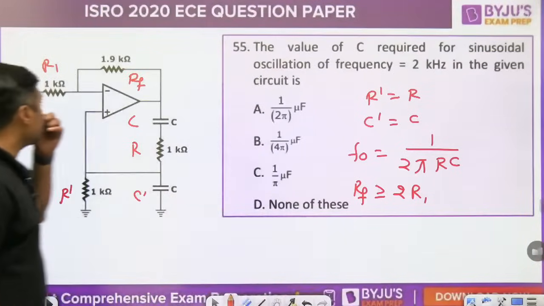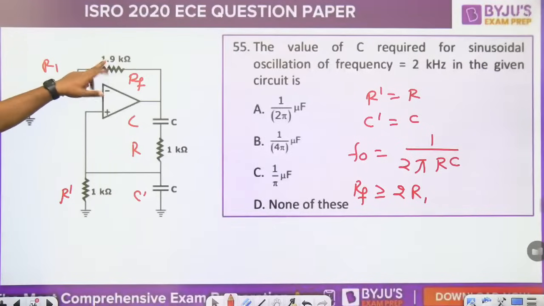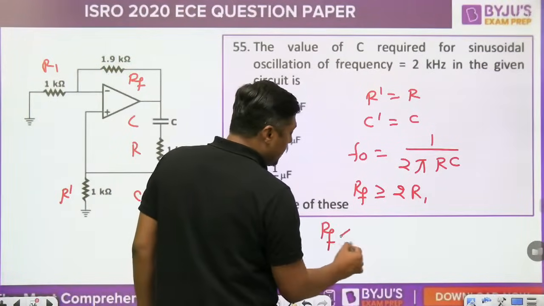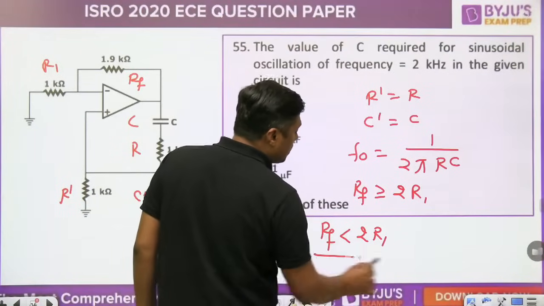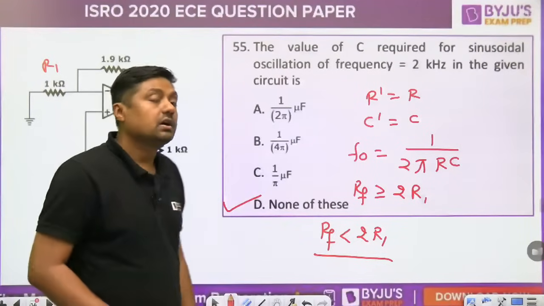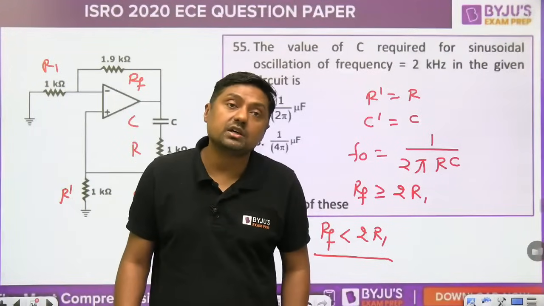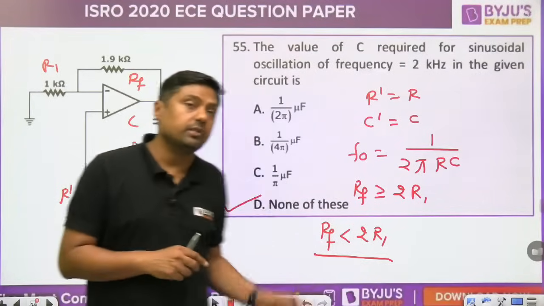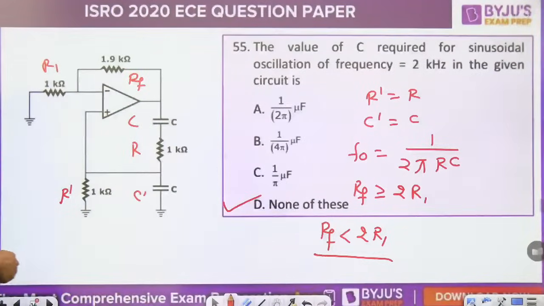What is R1 here? 1 kilo. What is RF? 1.9. It is less than that. If RF is less than 2 times R1, the circuit will not oscillate. Oscillation will not sustain. The condition is not satisfied, that's why the answer is none of these. So always remember the condition for a Wien bridge oscillator.